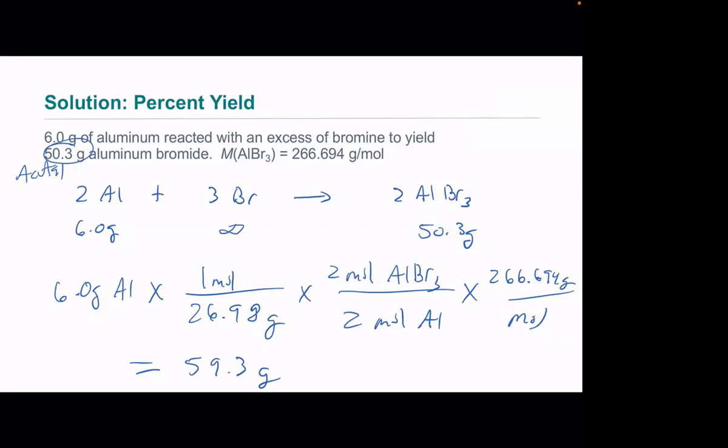So that's our theoretical yield, what we should get on paper that you calculated from stoichiometry and molar masses. What we got is 50.3, so we can easily do the percent yield. And what do we get? It's a good yield. 84.8%. That's our answer.